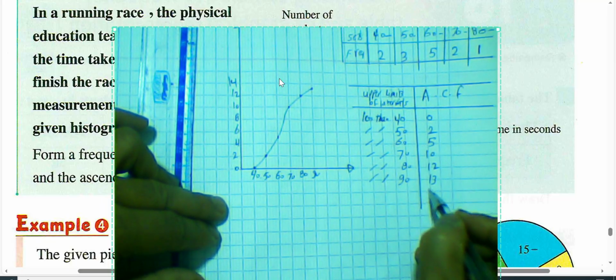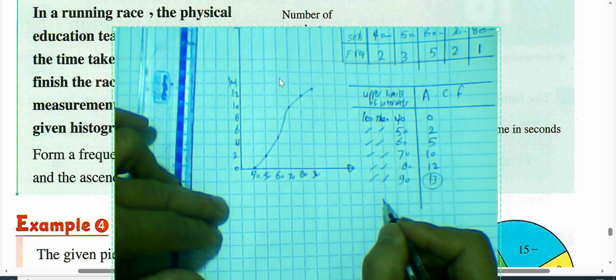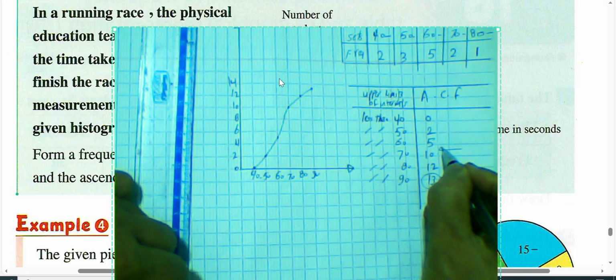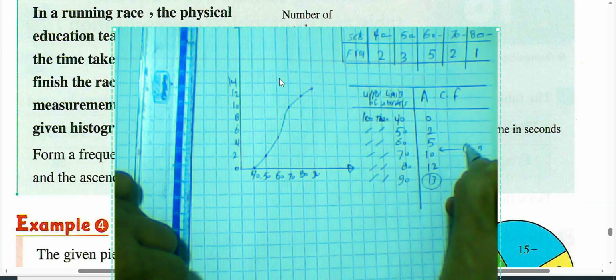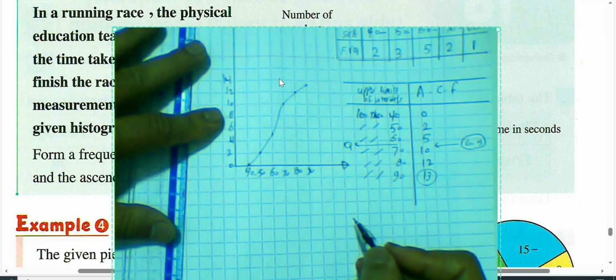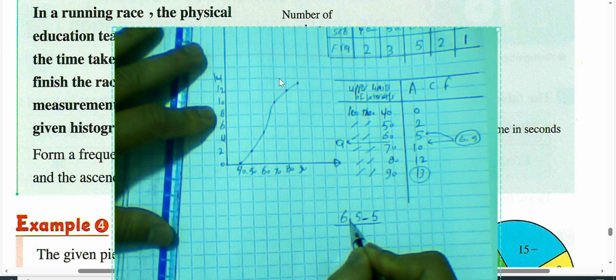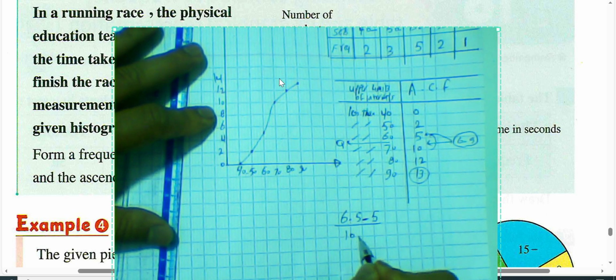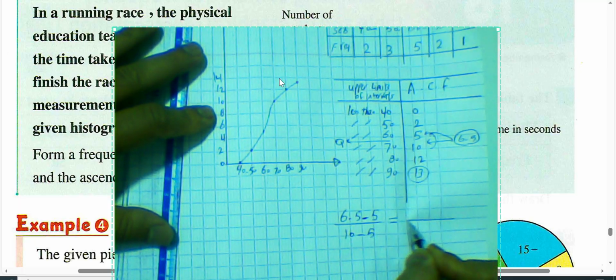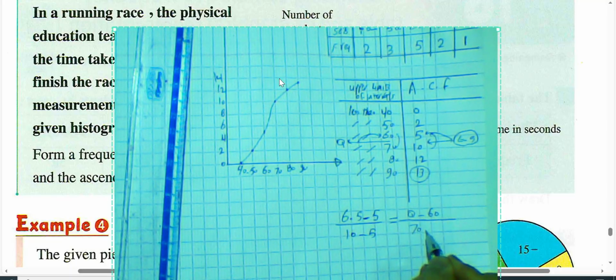Half of 13 will be 6.5. This is the order of the median, so see 6.5. Where does it lie? It lies in this part. And here we can write Q, the value of the median. Then we must write the rule: 6.5 subtract 5 over 10 minus 5, equivalent to Q subtract 60 over 70 subtract 60.